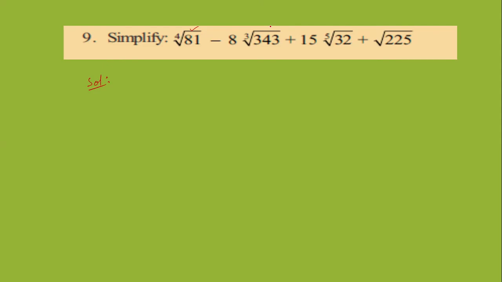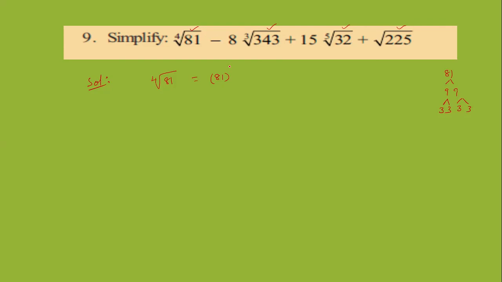what is given. Here you may observe this is the 4th root of 81, this is the cube root of 343, in the third term the 5th root of 32, and in the last term the square root of 225. First we may simplify each and every term. So first we take one term of the equation, that is the 4th root of 81.